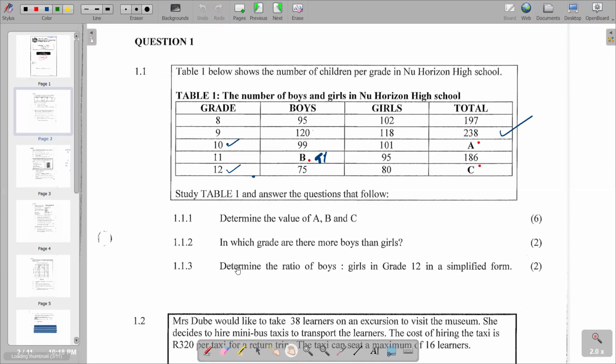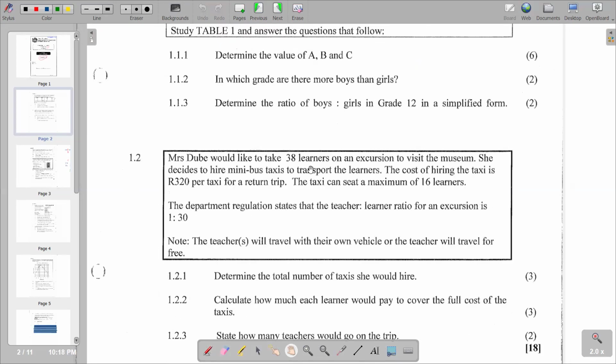I will move on to the next part, where we are now moving on to 1.2. Miss Dube would like to take 38 learners on an excursion to visit the museum. She decides to hire minibus taxis to transport the learners. The cost of hiring the taxi is 320 rands per taxi for a return trip. The taxi can seat a maximum of 60 learners. The department regulation says that the teacher to learner ratio for an excursion is 1:30. The teachers will travel with their own vehicle, or the teacher will travel for free. So this is the information that we're given.